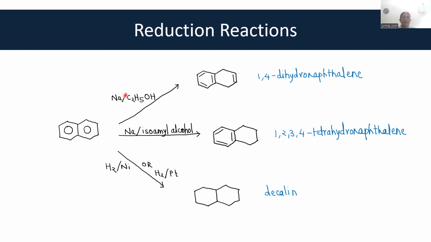Now, one simple way to remember, it is not logical, but it is a simple way to remember between these two. This alcohol is a small alcohol and therefore only one double bond is reduced. This is a larger alcohol and so both the double bonds of the ring are reduced. This is not logical, but it works.